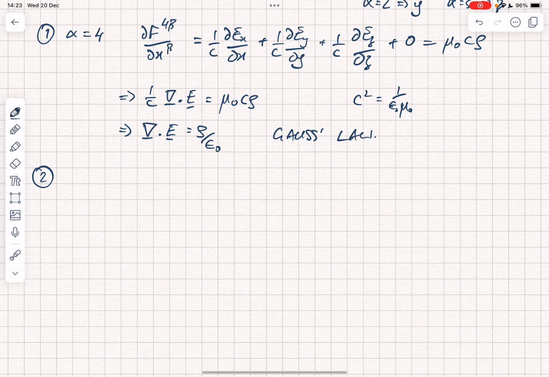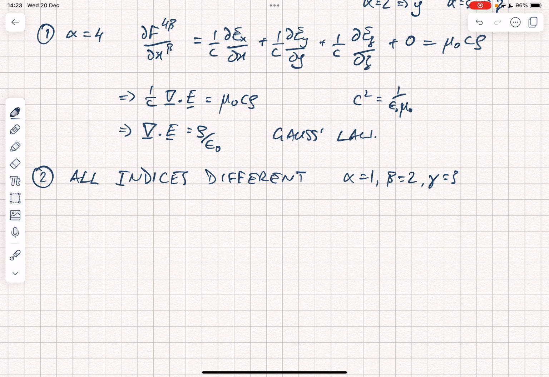First of all, we note that we have to have all indices different, otherwise we don't get anything other than 0 equals 0. So all indices must be different, so we can either have alpha equals 1, beta equals 2, gamma equals 3, i.e. all space-like, or of course permutations, or we can have, let's say, alpha equals 4, beta equals 1, gamma equals 2, and again permutations. And those are going to give us two different sets of equations. So let's start with the first.